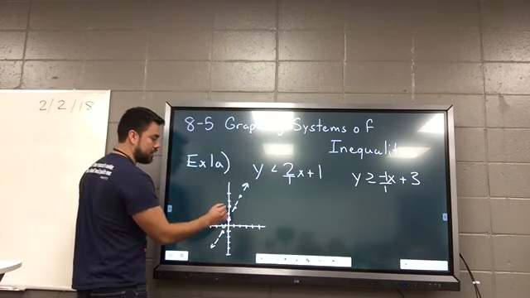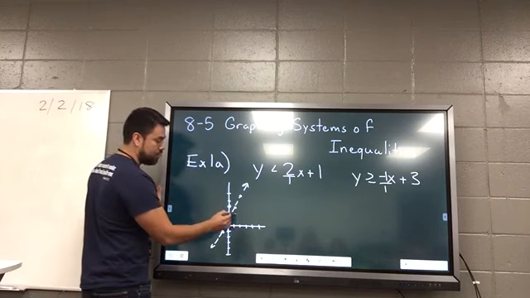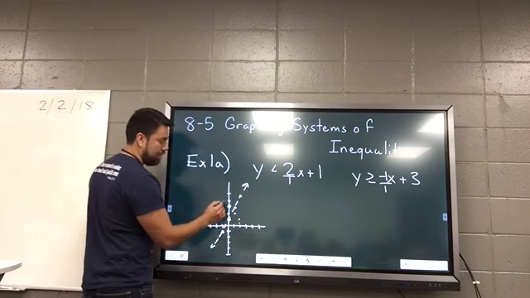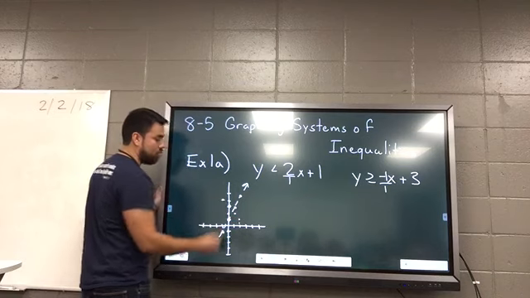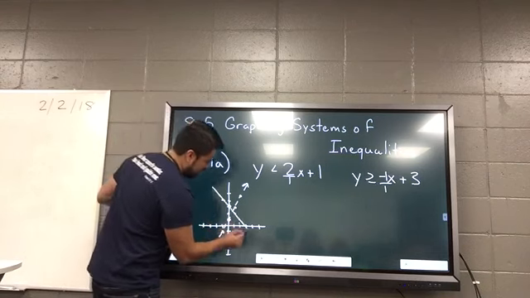1, 2, 3. I start off there on positive 3. I go down 1 over 1. Down 1 over 1. Up 1 over 1 to the left. Okay, what kind of line should that be? Solid.